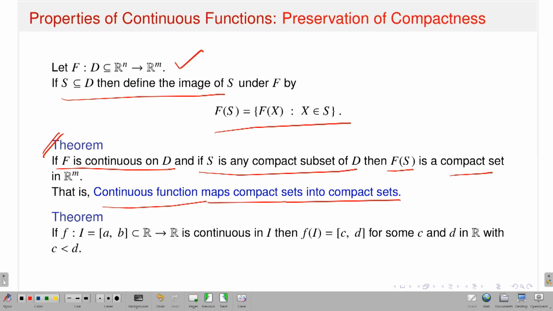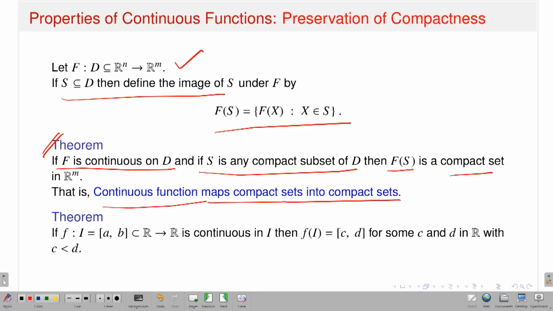So that is the interplay between continuous functions and compact sets, and earlier it was continuous functions and connected sets. If I take a compact set in the domain, then the image is also compact. In particular, if I take n equal to m equal to 1, suppose f is a map from a closed interval [a, b], a subset of R, to R, and this is a compact set, we know. So the image should also be compact, and we know the compact subsets of R are closed and bounded intervals. So it is of the form [c, d], where c is strictly less than d.